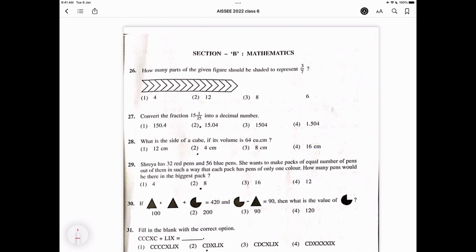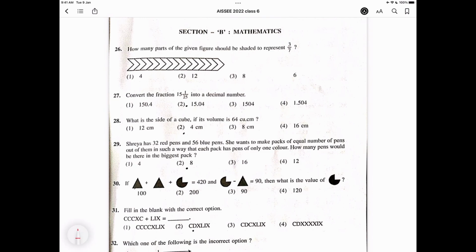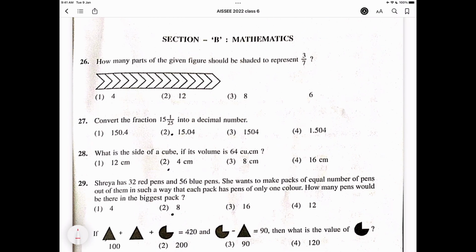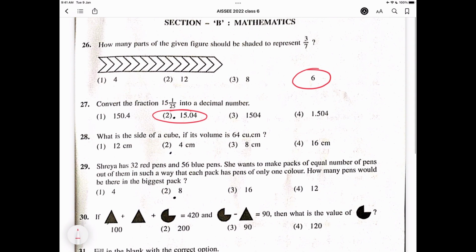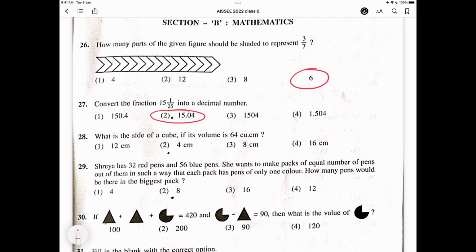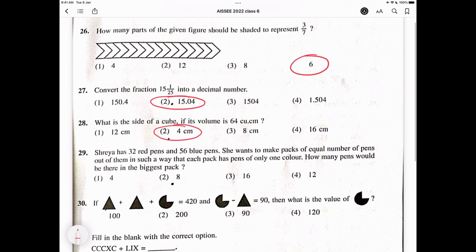Moving on to the next section, which is mathematics. For question number 26, option number 4, 6, is correct. For question number 27, it is the second option which is correct. For question number 28, second option. So 27 and 28 both have the second option correct.